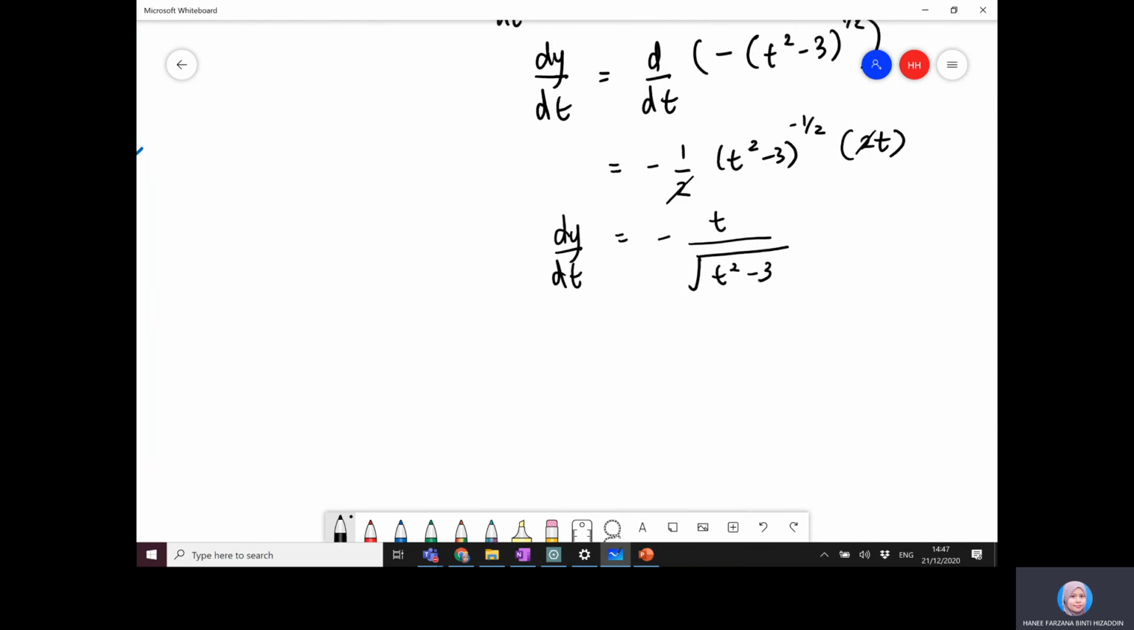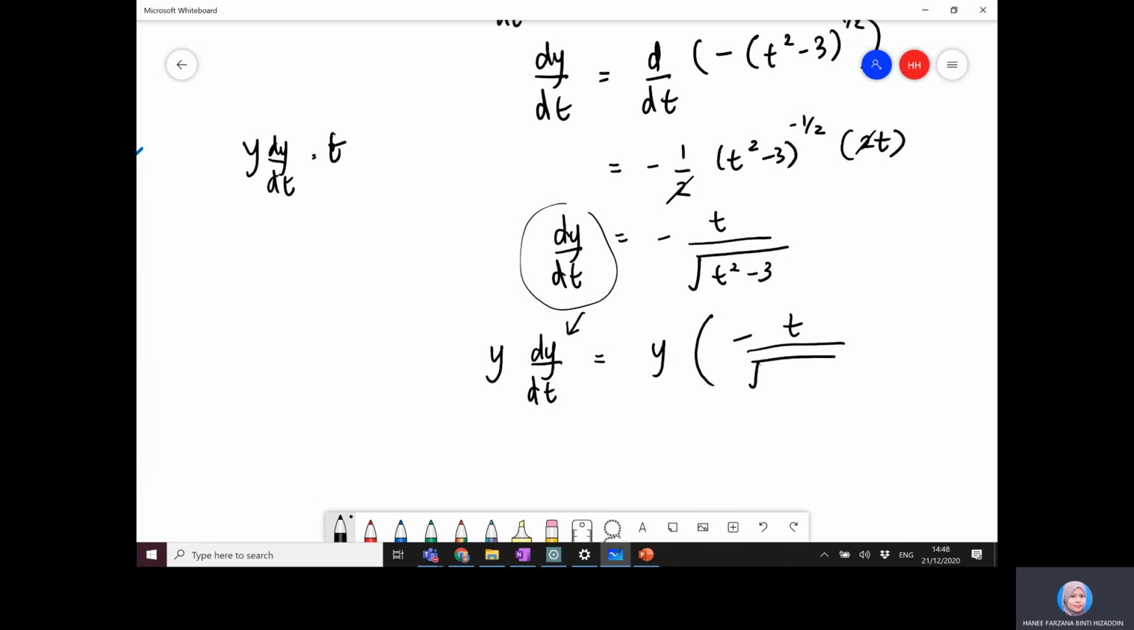Next is we substitute this derivative into the left hand side, because the left hand side of the differential equation is y dy/dt, right? So because we want to prove that this is the solution for y dy/dt equals t, we want to prove that when we put this dy/dt into here, we get t. Okay, so then we put y times dy/dt, where dy/dt is negative t over square root of t squared minus 3, and our original y is negative square root of t squared minus 3, times the negative.